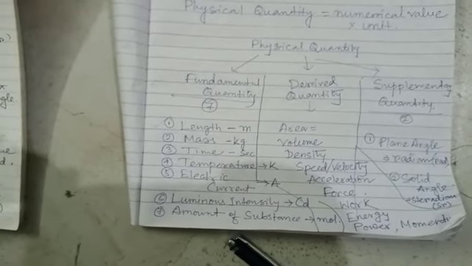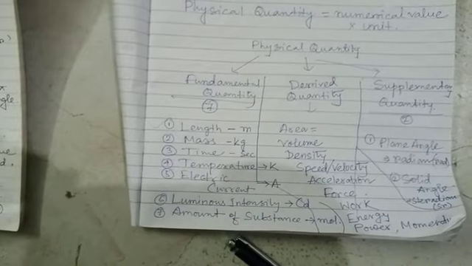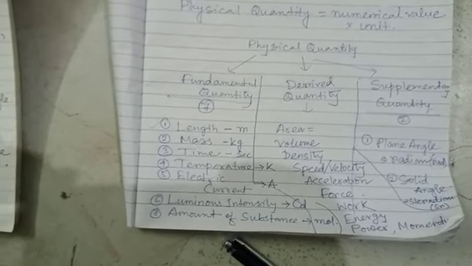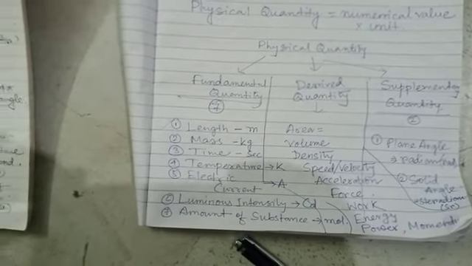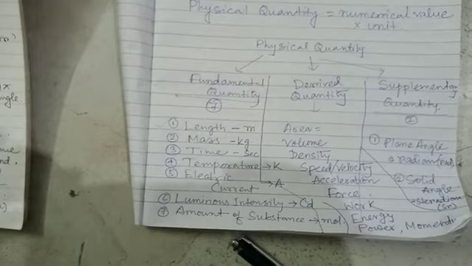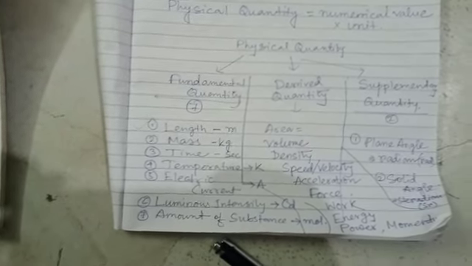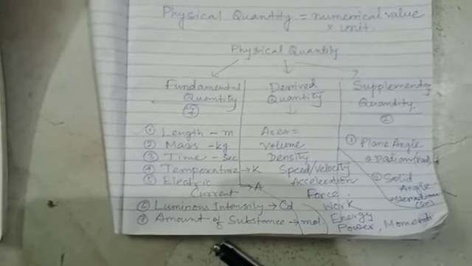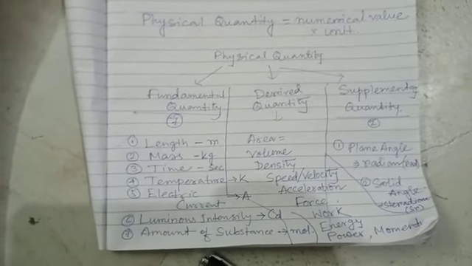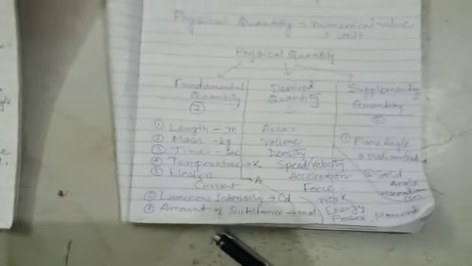For the SI system, when we derive some units, for derived quantities there are multiplication and division factors, so we can easily calculate any derived units also. Okay, do you understand it?